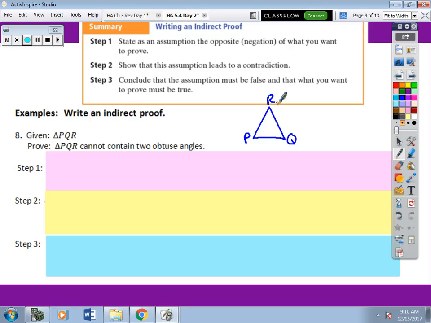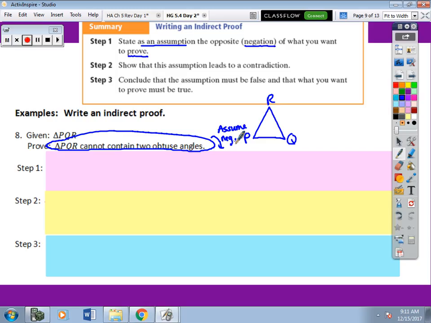They want us to prove the triangle PQR cannot contain two obtuse angles. Okay? So step 1 is to state as an assumption the negation of the prove statement. So we're going to take the prove statement and we're going to assume the negation of the proof statement. You do not negate the given. The given stays as is. The only thing you're negating is what you're trying to prove.